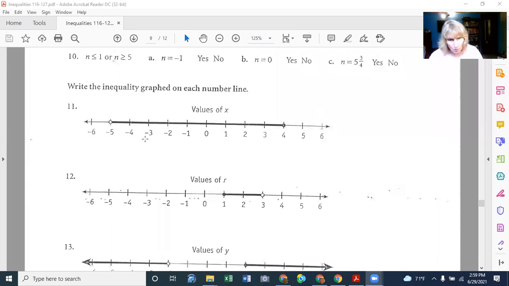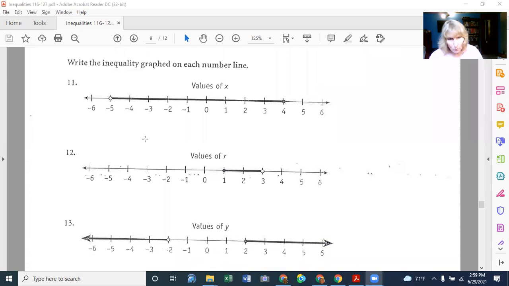They want us to write the inequality graphed on the number line. When you have a number line with a line and two circles on either end, that's going to be an "and" inequality with the variable in the middle. So r is going to be in the middle, and then we have to look at either endpoint, the lower parameter and the upper parameter. 1 has a filled-in circle, so r is greater than or equal to 1. And the upper parameter has an open circle at 3, so r is less than 3. So that's how you would write that.